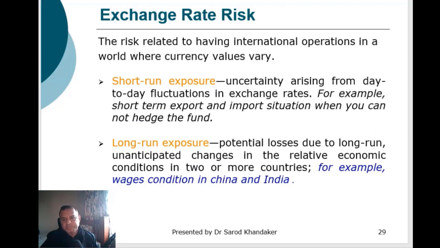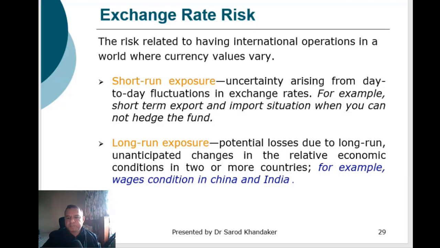So the risk related to having international operations in a world where the currency values vary, there are 2 different types of exposures we need to look at. One is called short-term exposure, and the second is called long-term exposure. The short-term exposure is the uncertainty that arises from day-to-day fluctuation of the exchange rate. For example, short-term export and import situations when you cannot hedge the fund. So day-to-day exchange rate fluctuation could be a serious risk for a country where they have a higher political risk or higher stability risk.